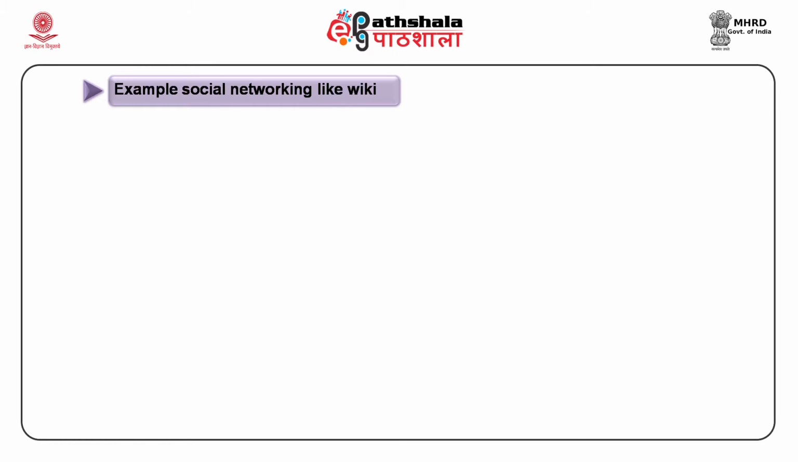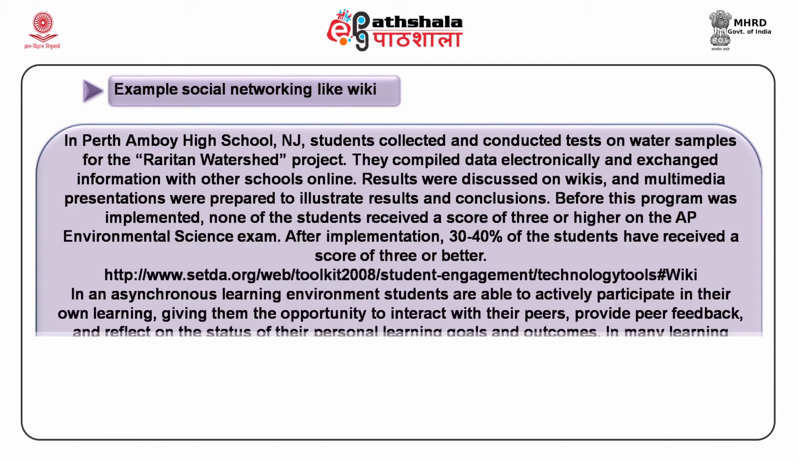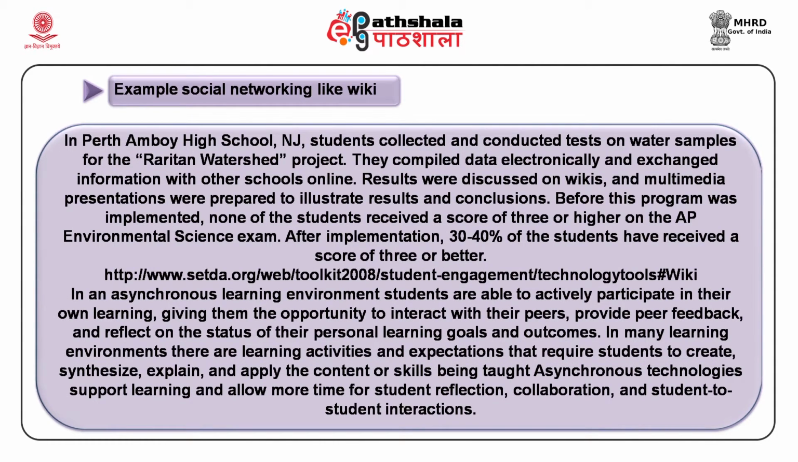Example of other social networking sites like Wiki. In Perth Amboy High School, NJ, students collected and conducted tests on water samples for their project. They compiled data electronically and could also exchange the information with various other schools online. Results were discussed on Wikipedias and multimedia presentations were prepared to illustrate the results and conclusions. Before this program was implemented, none of the students received a score higher than 3. After the implementation, around 30 to 40% of students have scored better, or even higher than 3.